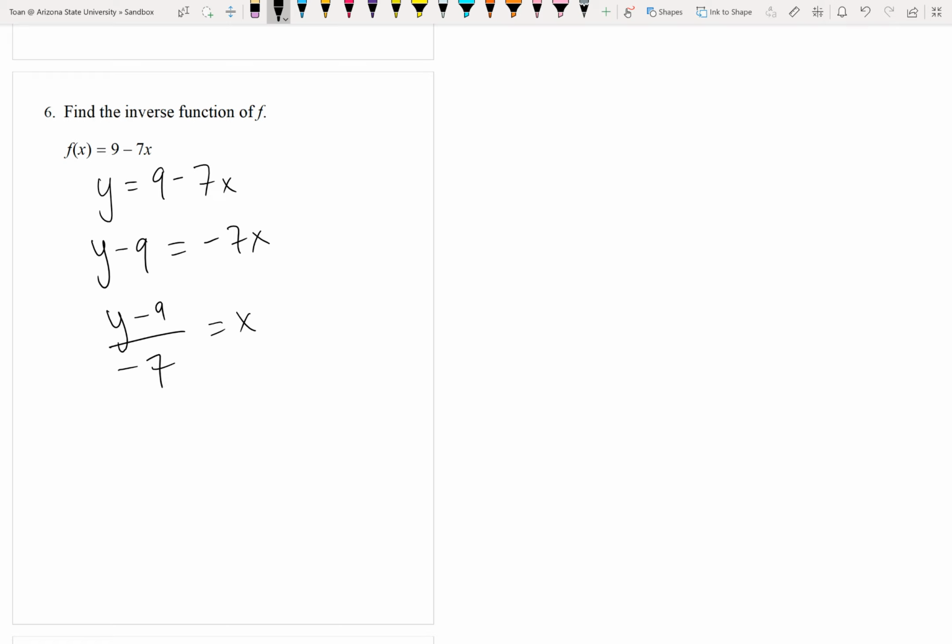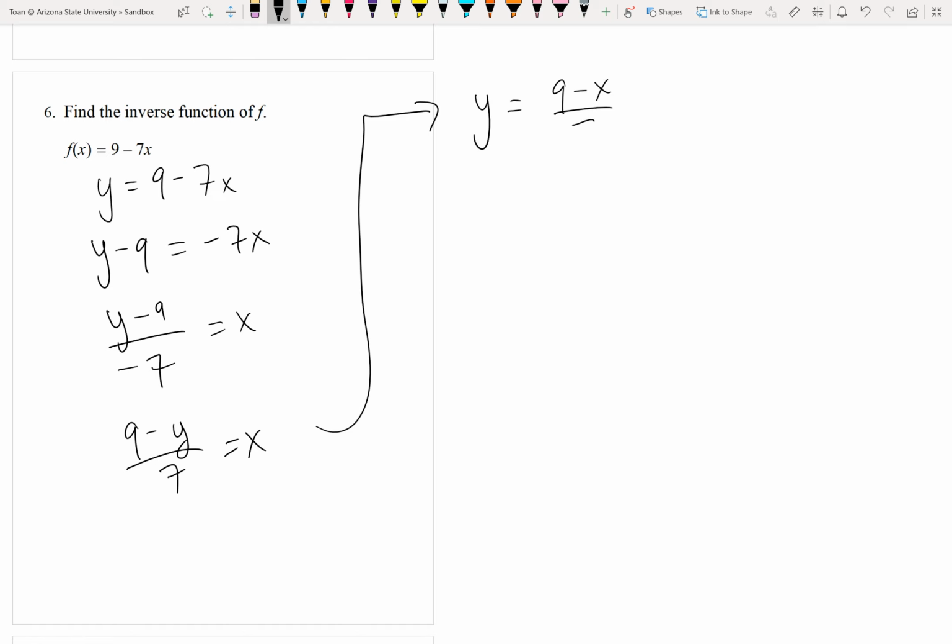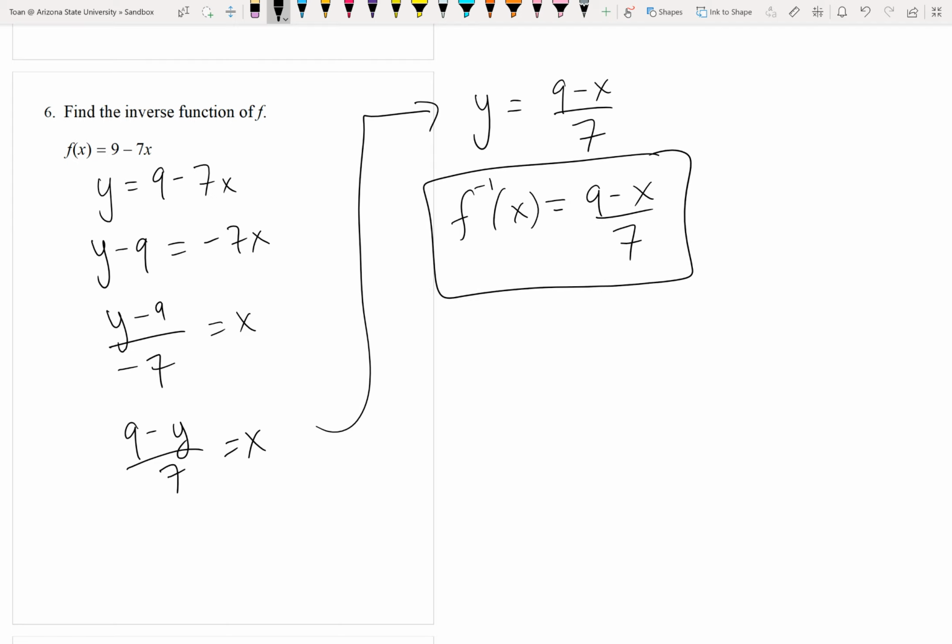It's sort of weird to see a negative in the denominator, so you could have left it like this, or if you wanted to apply the negative to the numerator, that would have been fine as well. Of course, the last thing you want to do is swap the variables. So instead of x equals, we have y equals (9 minus x) over 7. And then go ahead and write it in function notation. So the f inverse of x is (9 minus x) over 7. Again, if you did not apply the negative and you left it as (x minus 9) over negative 7, that would have been fine as well.